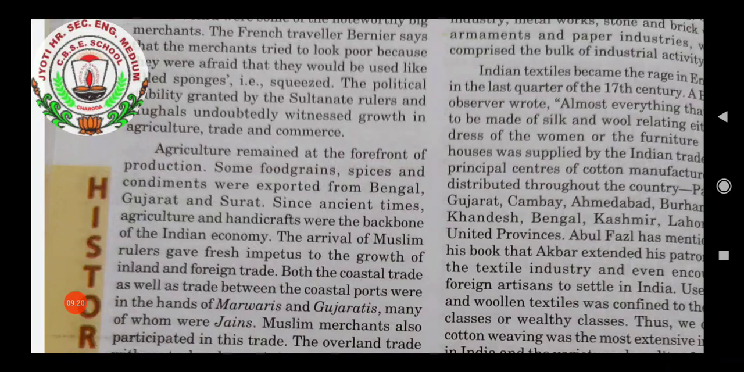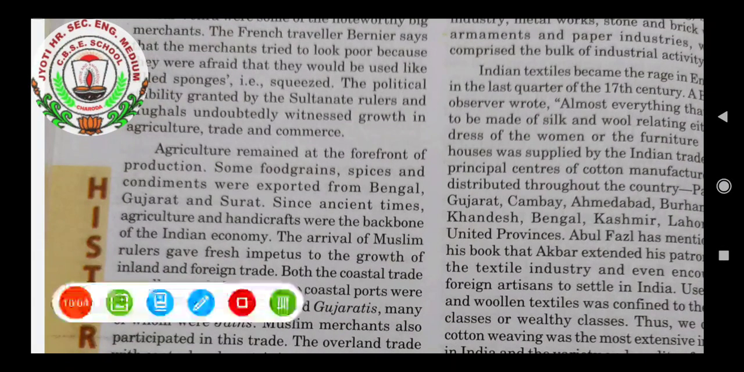Now when the Muslim rulers or the Mughal rulers came to India, there was very good growth in both inland and foreign trade. Here the Marwaris and Gujaratis had a lot of trade, and among them were Chinese too. Now all the Muslim merchants also started participating in trade, and they had overland trade in the country and with Central and West Asia, and in this trade Multanis, Khurasanis and Iranis were famous.